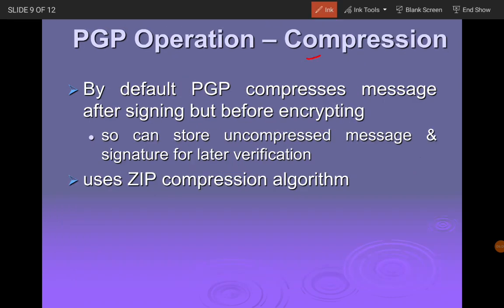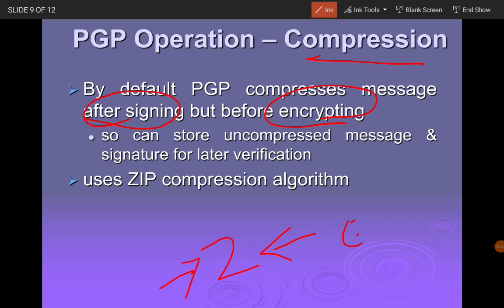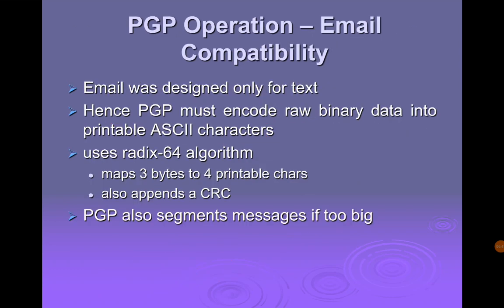The next service is compression. PGP usually compresses the message after signing but before encryption. So this is the usual process. That is, before encryption, you have to compress the message, and it happens after signing. So this is the order. Why we are doing it like this is so that we can store the uncompressed message and the signature, and we can use them for later verification. For compression, we are using the zip algorithm.